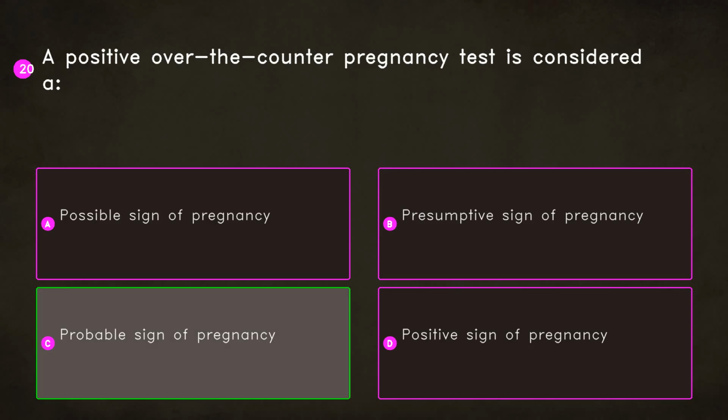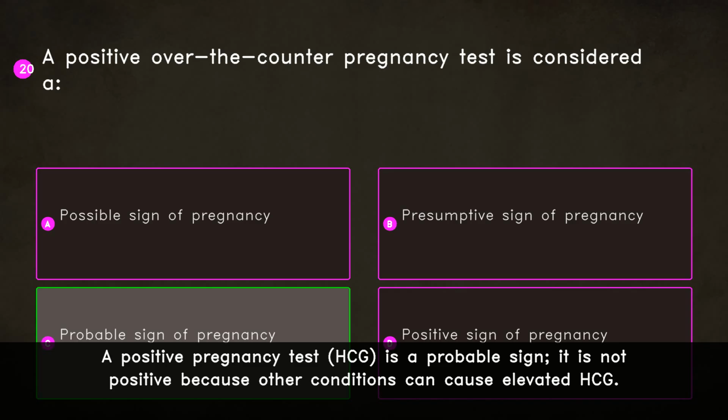The correct answer is probable sign of pregnancy. A positive pregnancy test, HCG, is a probable sign. It is not positive because other conditions can cause elevated HCG.